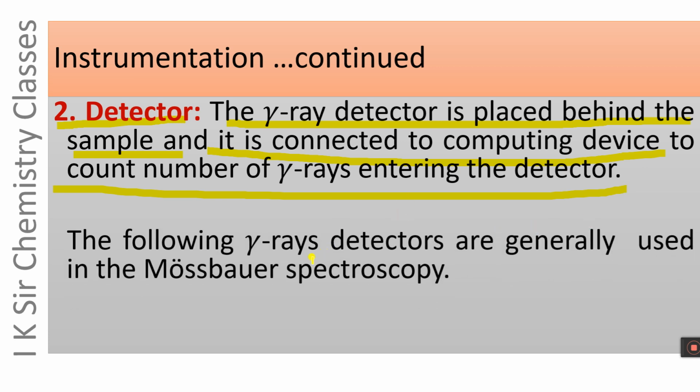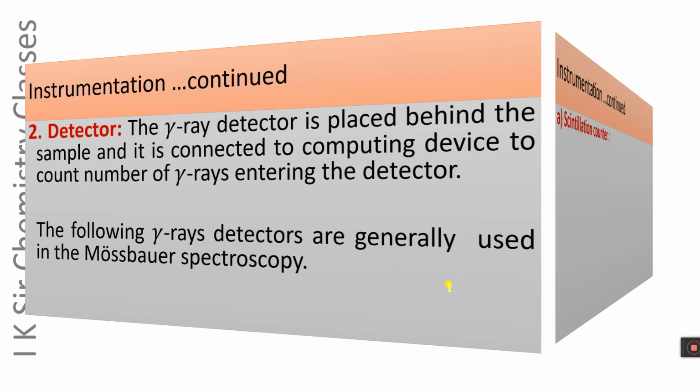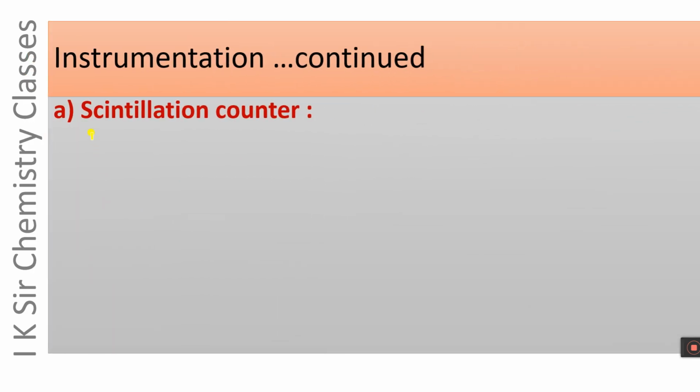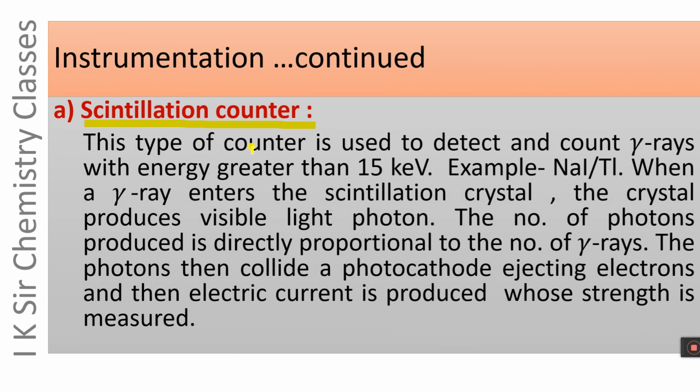The following gamma ray detectors are generally used in Mossbauer spectroscopy. First of all, scintillation counter. This type of counter is used to detect and count gamma rays with energy greater than 15 kilo electron volt. An example of this type of detector is the sodium iodide thallium detector.